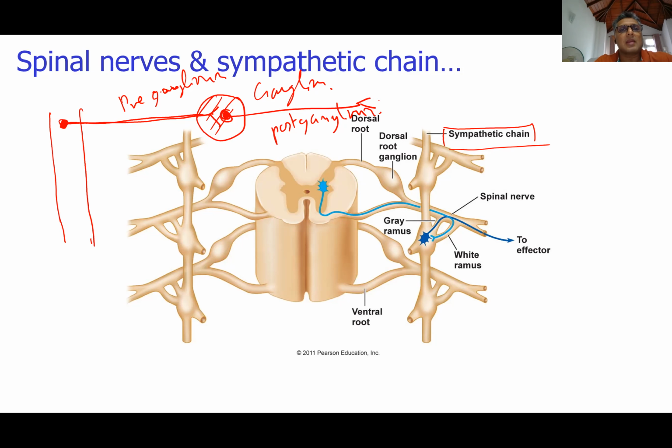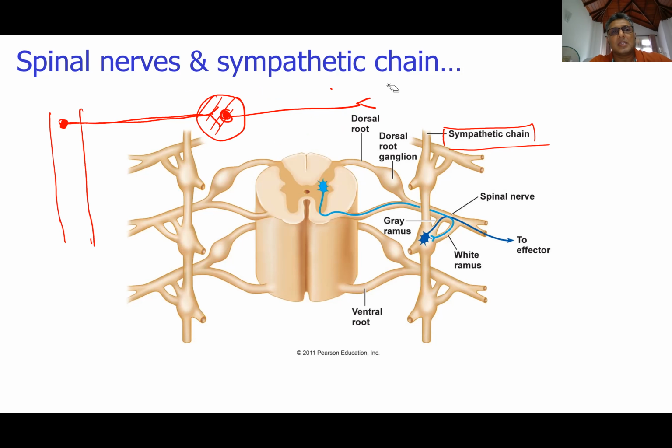So that you have a preganglionic fiber and a postganglionic fiber. One before the ganglion is called preganglionic, one after the ganglion is called postganglionic nerve fiber. Now, both sympathetic and parasympathetic nerves have the cell body of the preganglionic nerve fiber in the central nervous system.